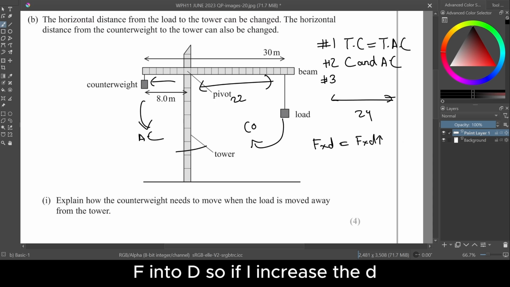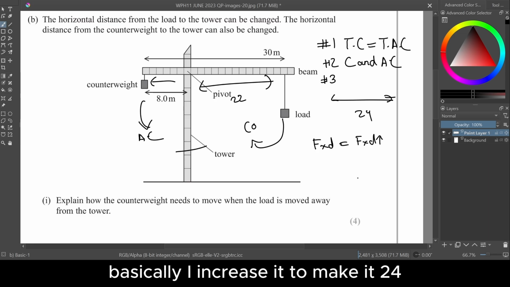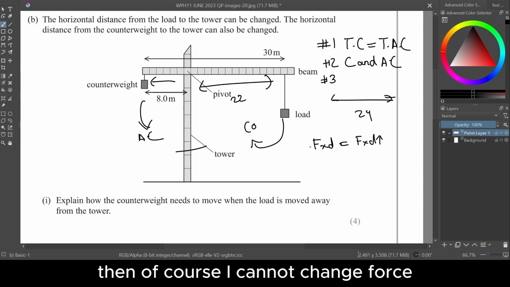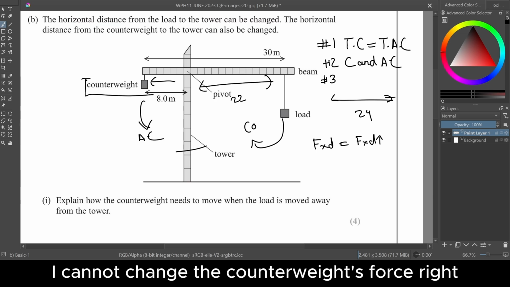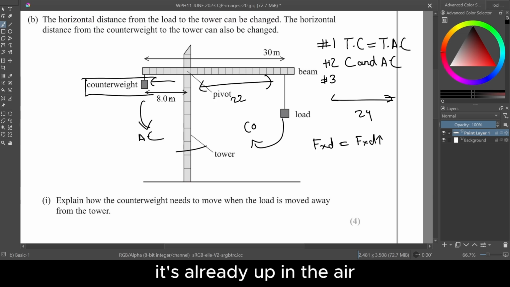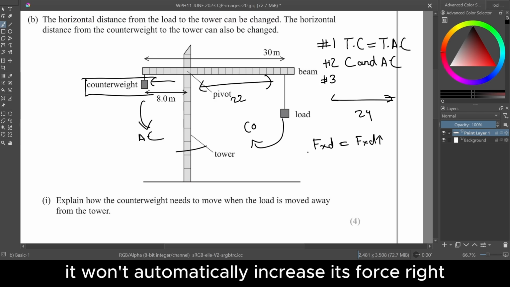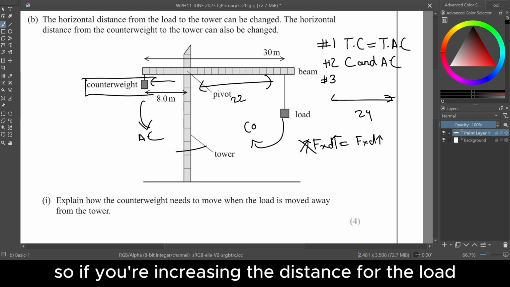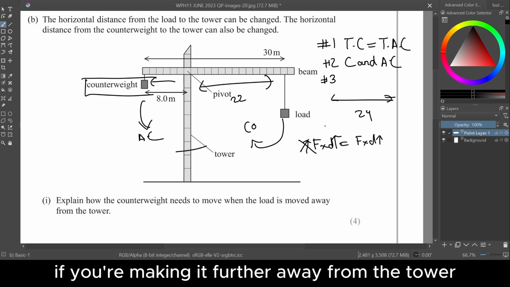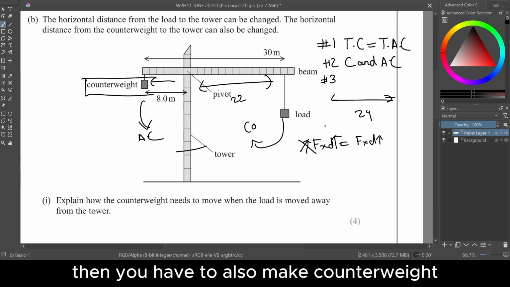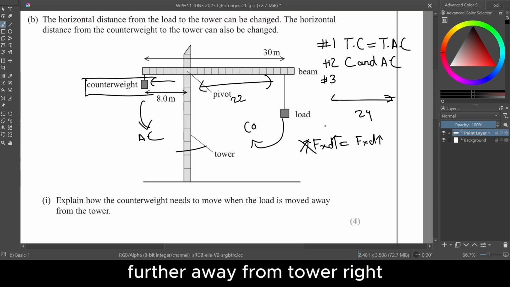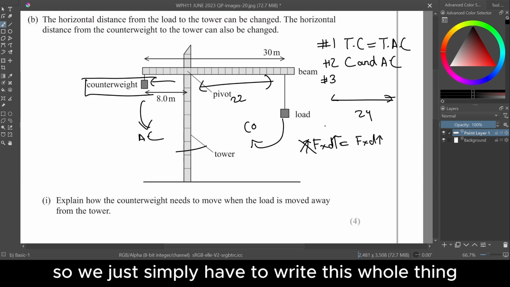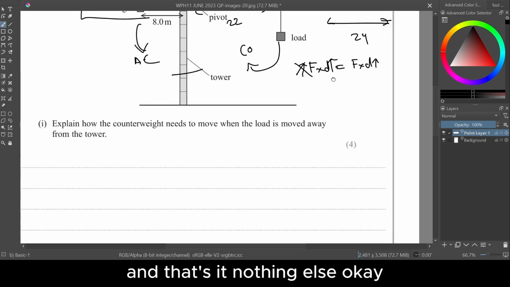So if I increase the D, to make it 24, then of course I cannot change the force. I cannot change the counterweight's force, it's already up in the air. It won't automatically increase its force. So you have to increase its distance as well. If you're making the load further away from the tower, then you have to also make the counterweight further away from the tower. Yeah, so we simply have to write this whole thing and that's it, nothing else.